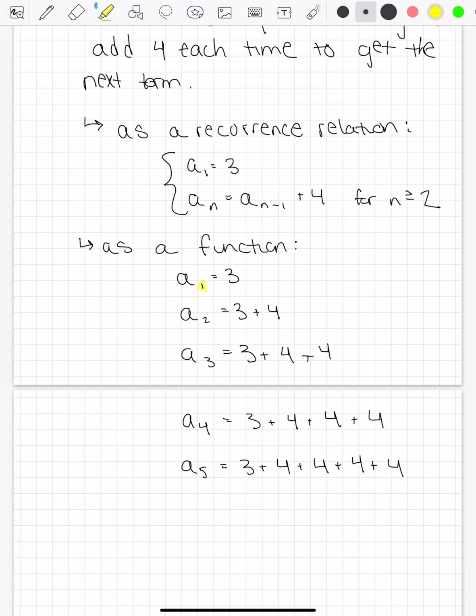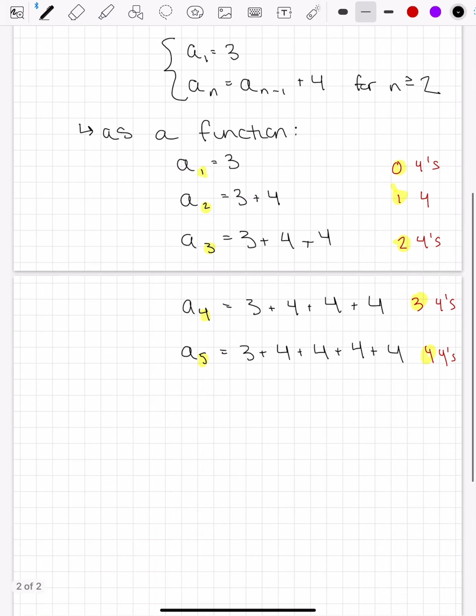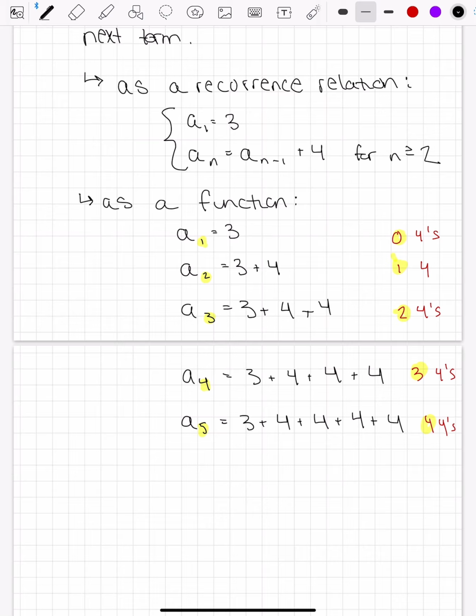So when I start looking, I notice that when the index is 1, I have 0 4s. When the index is 2, I have 1 4. When the index is 3, I have 2 4s. When the index is 4, I have 3 4s. When the index is 5, I have 4 4s. So the number of 4s I'm adding together to get the term is 1 less than the index. That's going to be the key pattern that I use to write my formula.